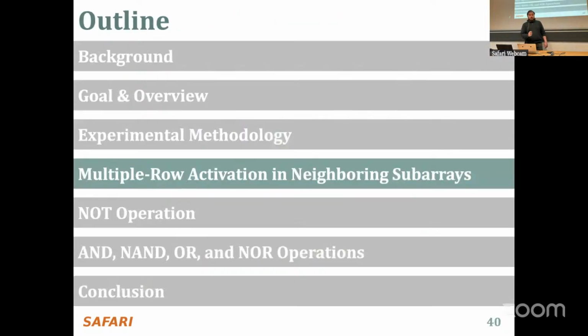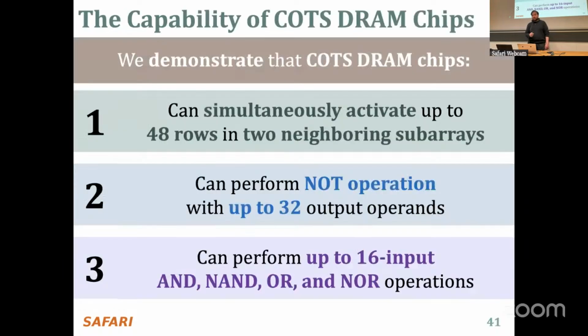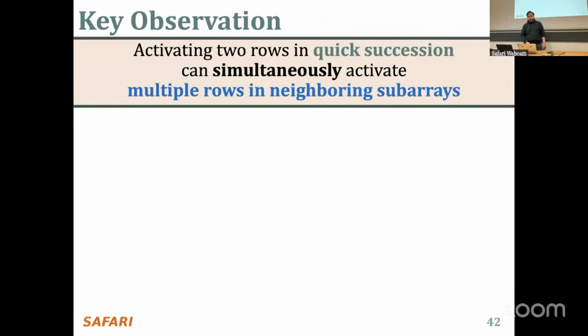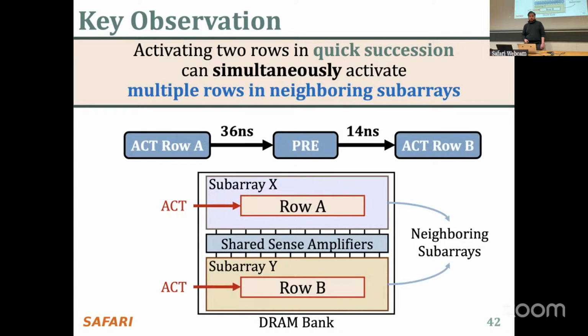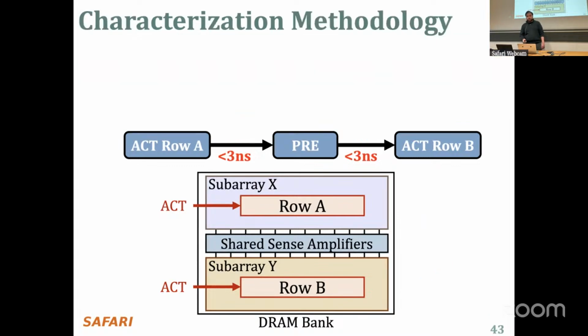So now let's take a look at our first finding, multiple row activation in neighboring subarrays. The key observation is that activating 2 rows in quick succession can simultaneously activate multiple rows in neighboring subarrays. Here again, we have this pictorial example, and we have our key command sequence. When we respect the timing parameter, we will activate only 1 row at a time. However, if we violate this timing greatly, we observe that we can activate multiple rows in 2 neighboring subarrays.